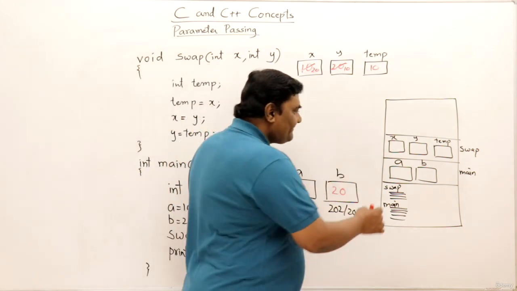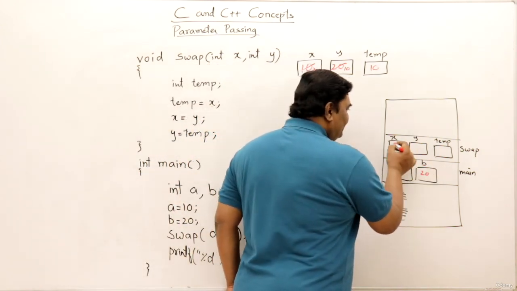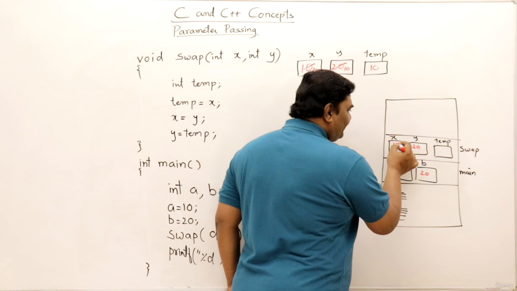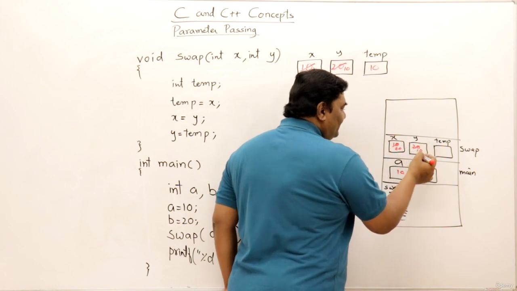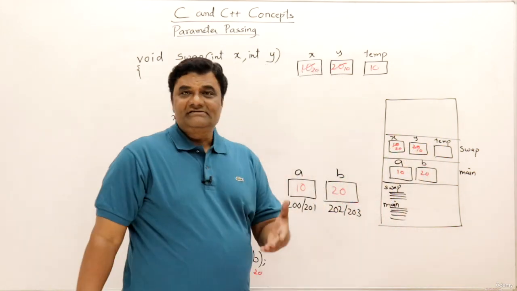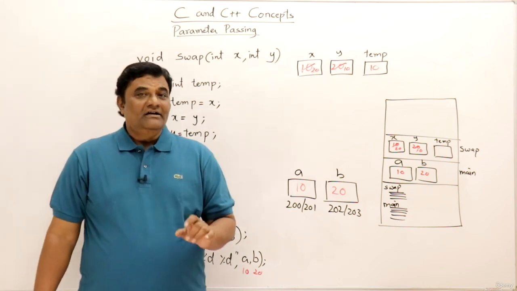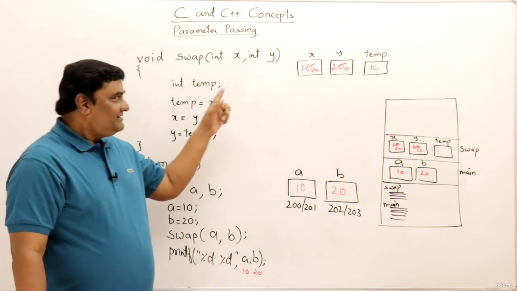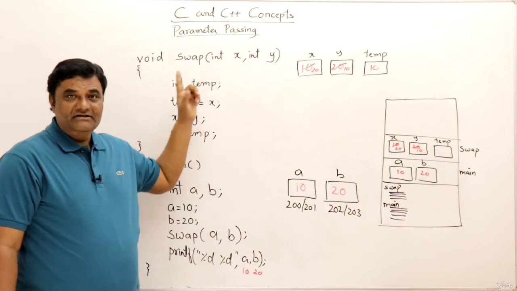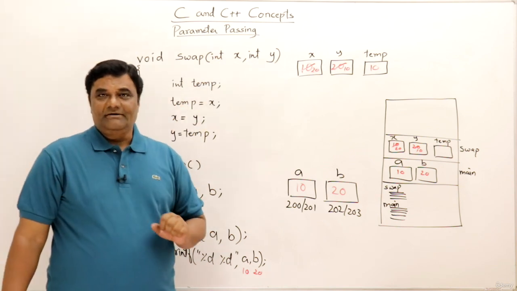If you see here, these 10 and 20 were there, and these 10 and 20 were passed, and with the help of temp, this became 20 and this became 10. But the actual parameters are the same only. So this is pass by value. In pass by value, any changes done to formal parameters will not reflect in actual parameters.